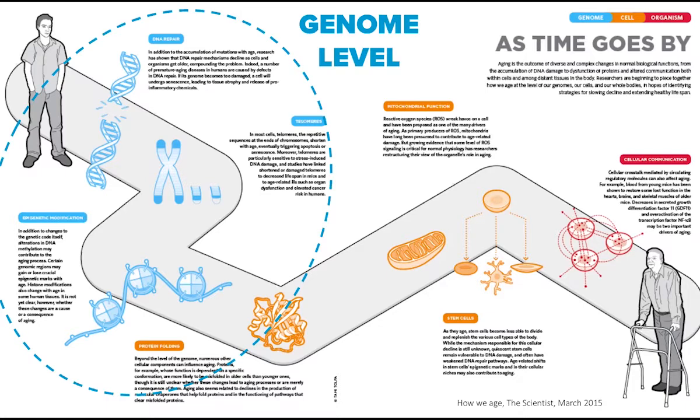We also have on the cell level protein folding, mitochondrial function, stem cells, and on the higher level, we have the problem of cellular communication that happens in the incorrect way. And all of these processes, they cause or they are effects of aging. And I think that one of the main levels here is the first one, the genome level. And in this study, we are going to talk about the genome level of aging.